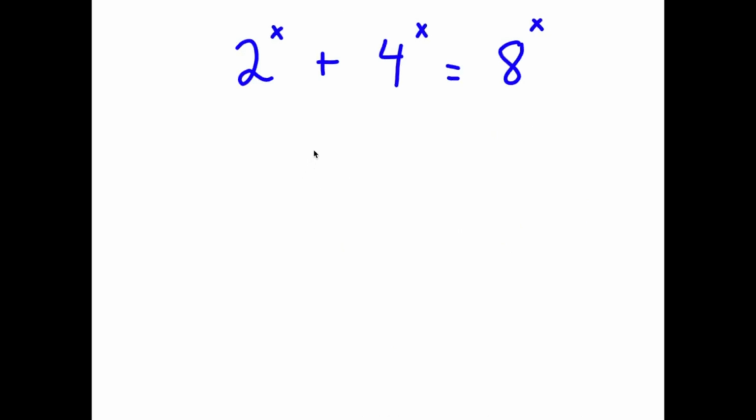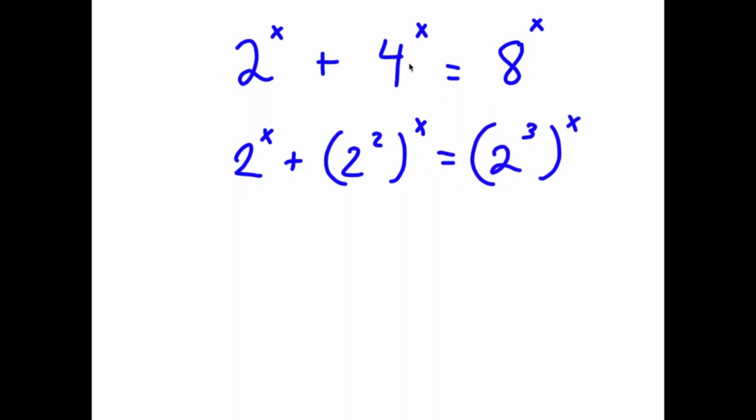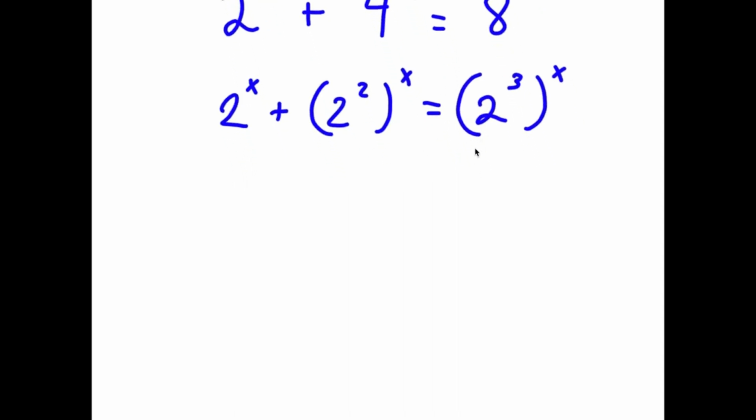Alright, so in this problem I have 2 to the power of x plus 4 to the power of x is equal to 8 to the power of x. So to solve this, I'm going to first rewrite this as 2 to the power of x plus 2 squared to the power of x is equal to 2 to the power of 3 to the power of x. I rewrote 4 as 2 squared and 8 as 2 to the power of 3.